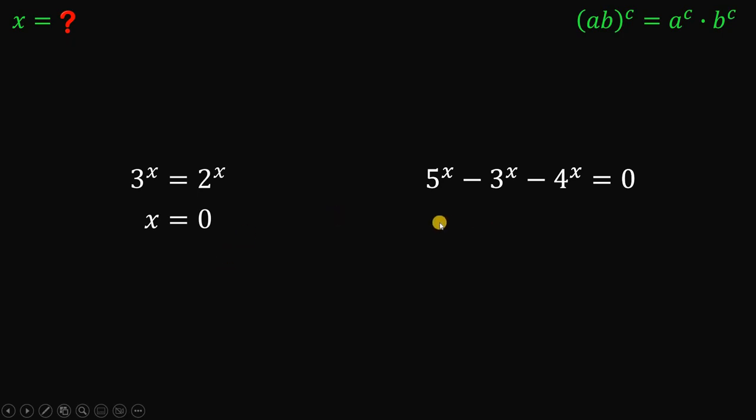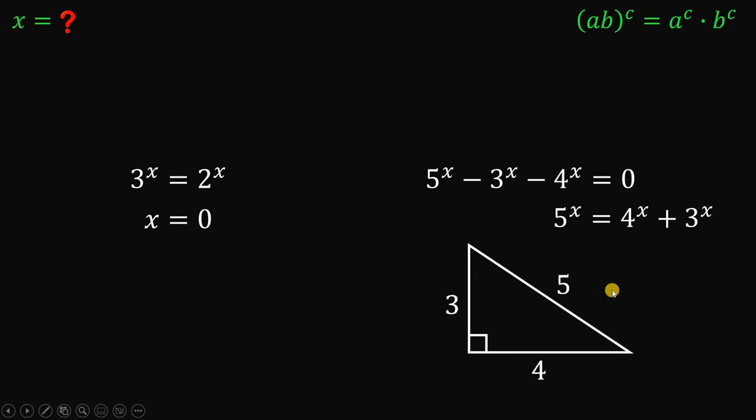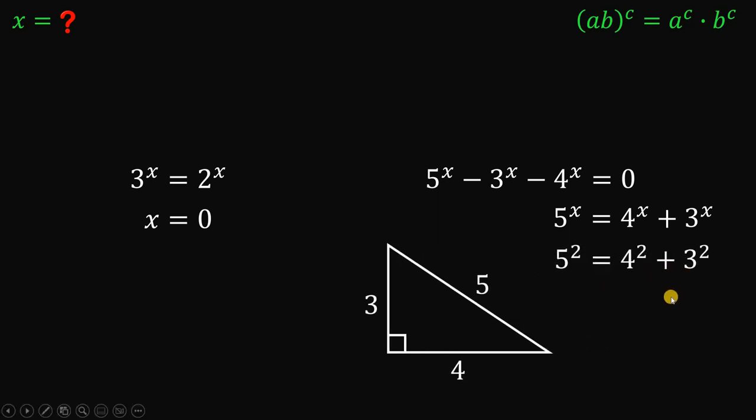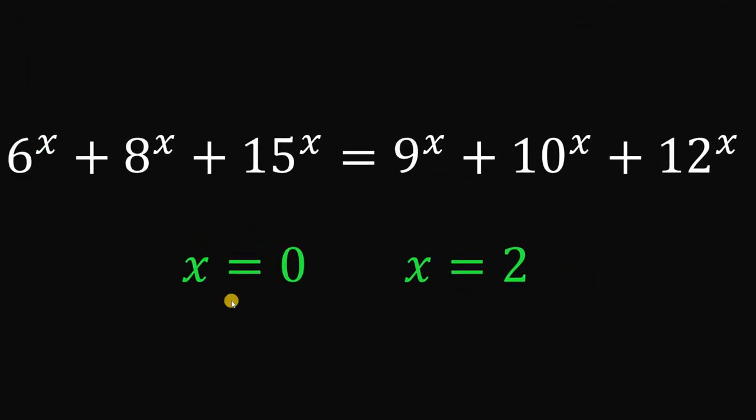Now, how about the second equation? What we're going to do here is to rearrange some terms a little bit. So, we have 5 raised to x equals 4 raised to x plus 3 raised to x. This is familiar because, take note, when we have a 3, 4, 5 right triangle, since 3, 4, and 5 are the sides of a right triangle, this satisfies the Pythagorean theorem that says that 5 squared equals 4 squared plus 3 squared. From here, definitely we can say that x must be equal to 2. Therefore, we have two possible values for x, namely x equals 0 or x equals 2.